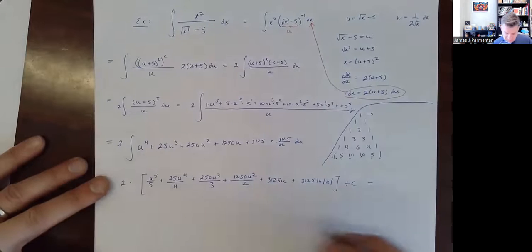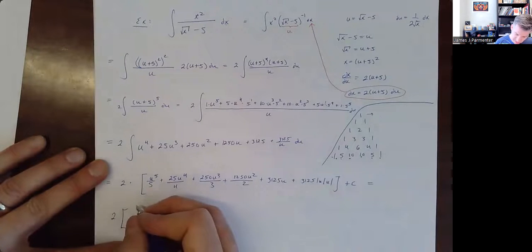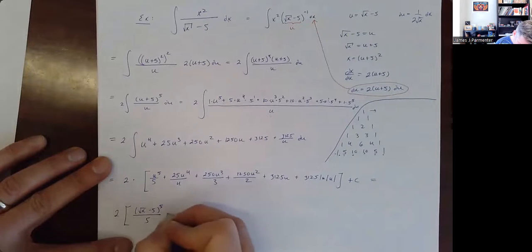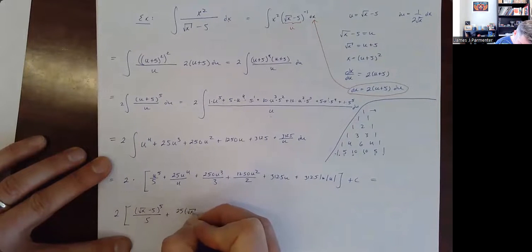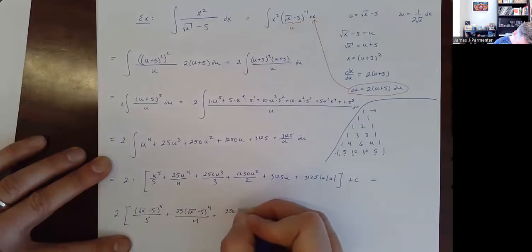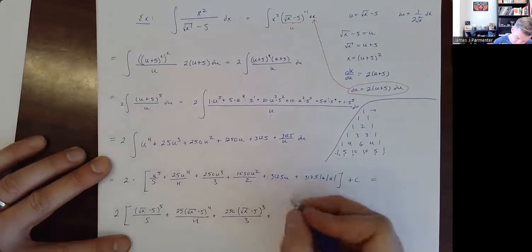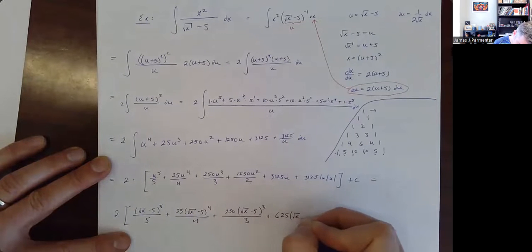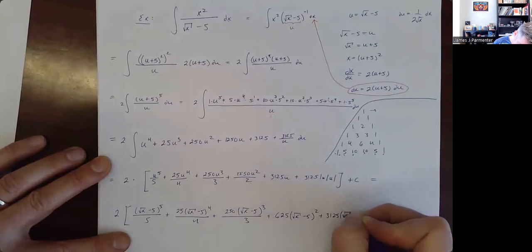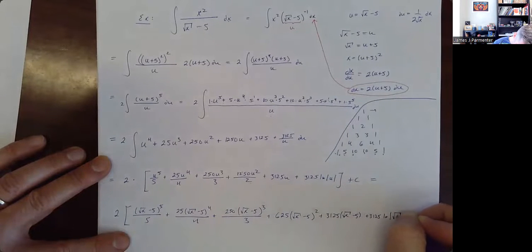If I distribute, do I want to distribute the 2? Not really. I'm going to get square root of x minus 5. Great. Square root of x minus 5 to the fifth over 5 plus 25 times the square root of x minus 5 to the fourth, over 4, plus 250 times the square root of x minus 5 to the third, over 3, plus 1250 over 2 is 625, square root of x minus 5 squared, plus 3,125 times the square root of x minus 5, plus 3,125 natural log of the absolute value of the square root of x minus 5.